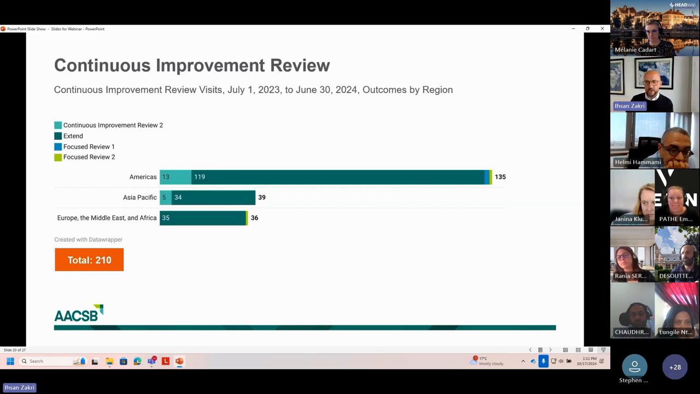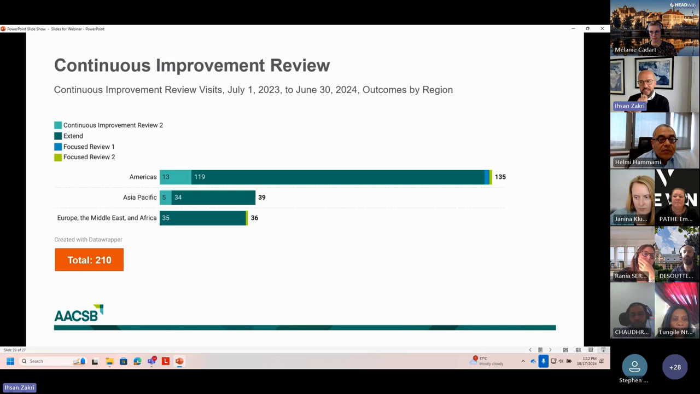The outcomes, also you can see it here. How many extend, luckily, is the highest. And we have CIR2, or Continuous Improvement Review 2, and that is meaning the school didn't get re-accredited. We give them a year because they haven't met one or more standard. So we give them a year to address that, and then have a review within a year. It's not public. You don't know the name. You don't know who. No one will know. The school will remain accredited. But this is what's happening behind the scene.